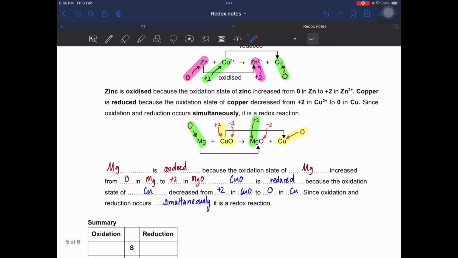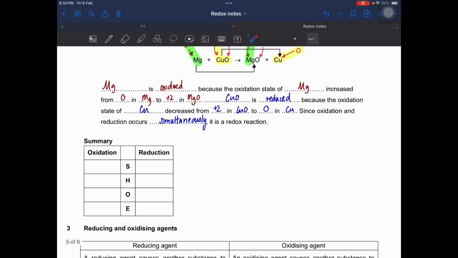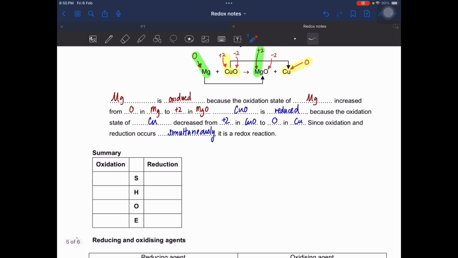Alright, so in summary, this SHOE method that we spoke about, which is where we will end the video with, is allowing us to check for an easy way to know whether there's a reduction or oxidation. Take note that this S refers to oxidation states, right? So it's not just the letter S. H is for hydrogen, O is for oxygen, and E is for electron, right?